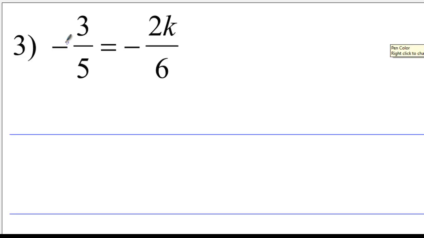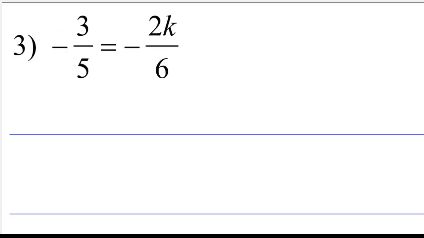This negative right here could be for the 3 or the 5. You can only use it once. Once you use it, it's gone. So don't do this. The negative doesn't mean negative 3 and negative 5. It's only one for one of those.